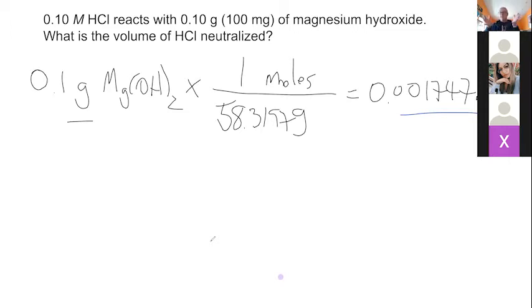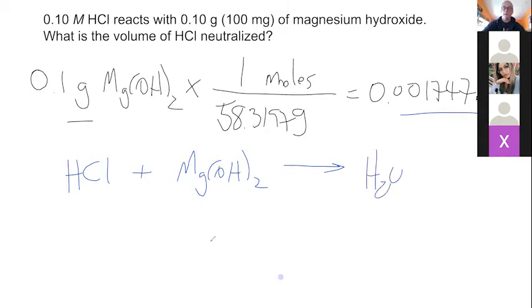Bingo. That's what you need. You need the balanced chemical equation. Exactly. So this is my reaction. HCl plus magnesium hydroxide. And when you have a neutralization reaction, what are the two products? Anyone know what the products are of an acid-base neutralization reaction? Water. One's water, right? And magnesium chloride. Right, and the other one's the salt.